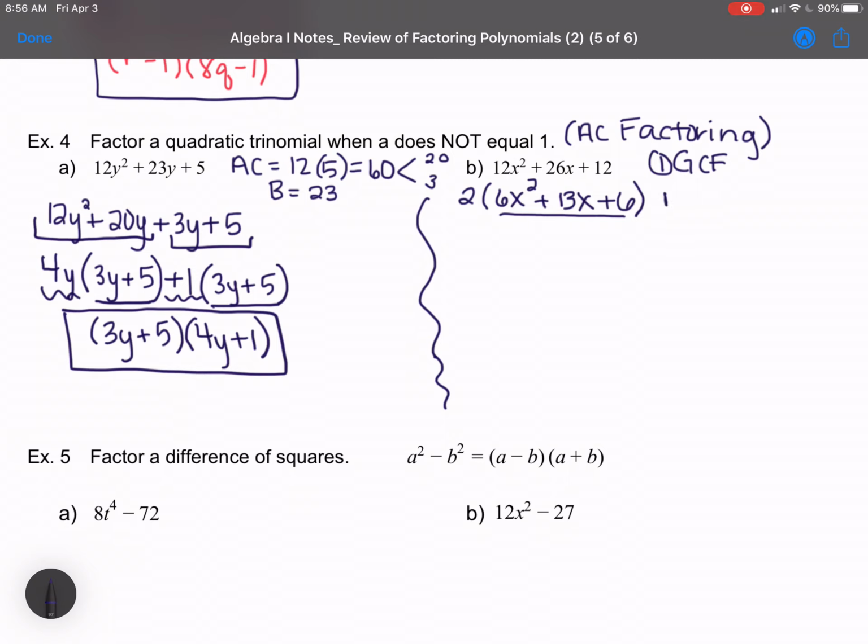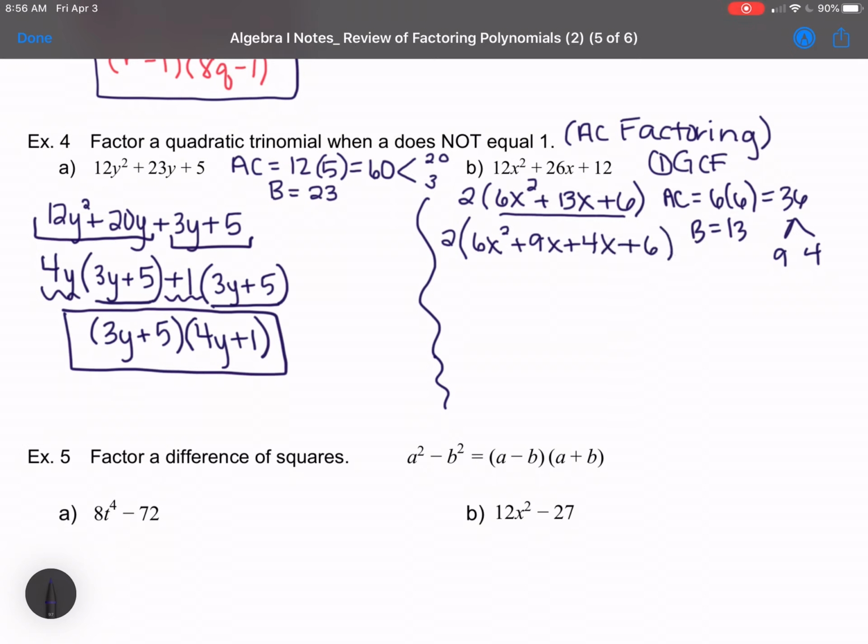So now AC would be 6 times 6, which equals 36. And our factors of 36 that add to be 13 would be 9 and 4. And so we're going to leave this 2 out front. And then we're going to replace the 13x with 9x plus 4x. And then group your first 2 on the inside of the parentheses and your last 2. So again, the 2 is just hanging out front, so we don't forget it.